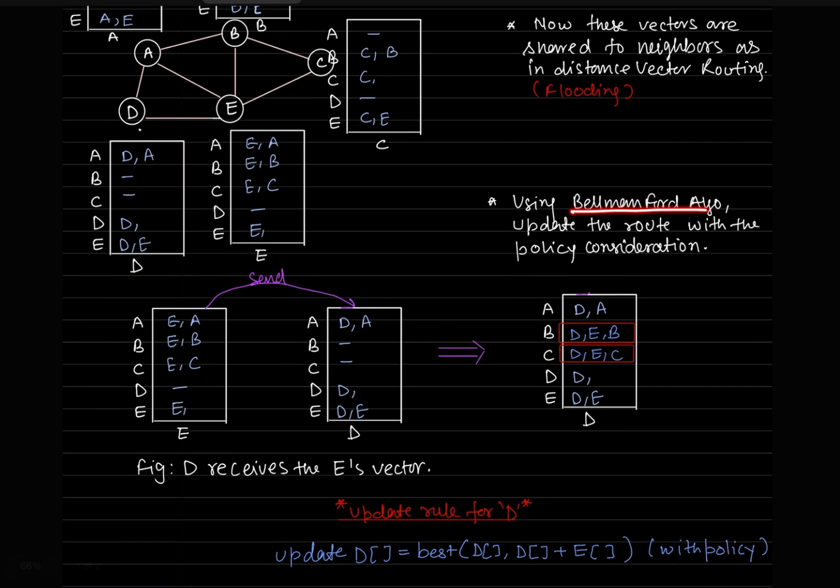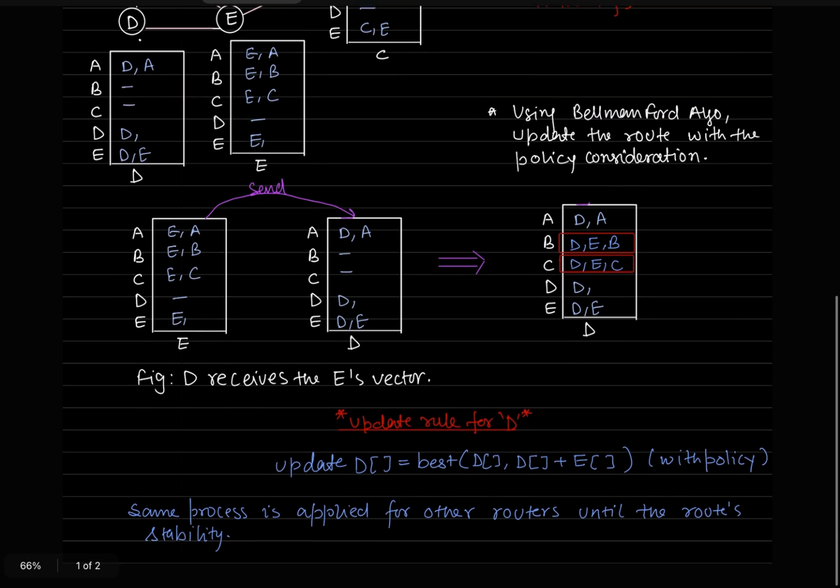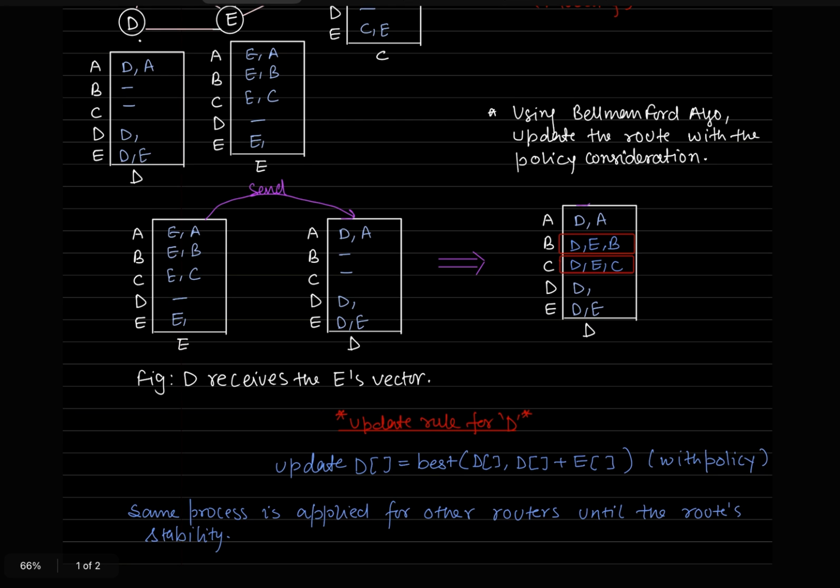Similarly, we will follow the same Bellman-Ford algorithm to update the routes. Let's see how we update the route here. Suppose corresponding to router E we have this vector, and corresponding to D we have this vector, and this vector is sent to D. Then router D will update its routes. E will not update, because the vector is sent to D, so only D will update its routes.